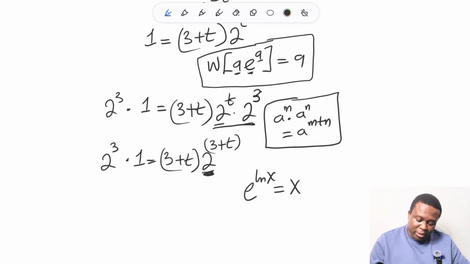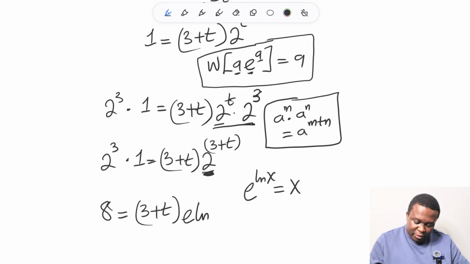So 2 raised to the power 3 is 8 equals 3 plus t, e raised to the power ln of 2.